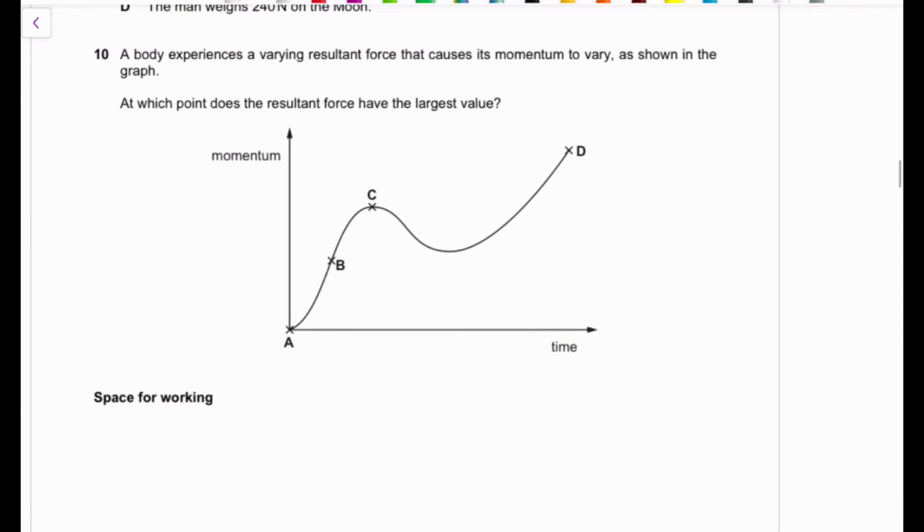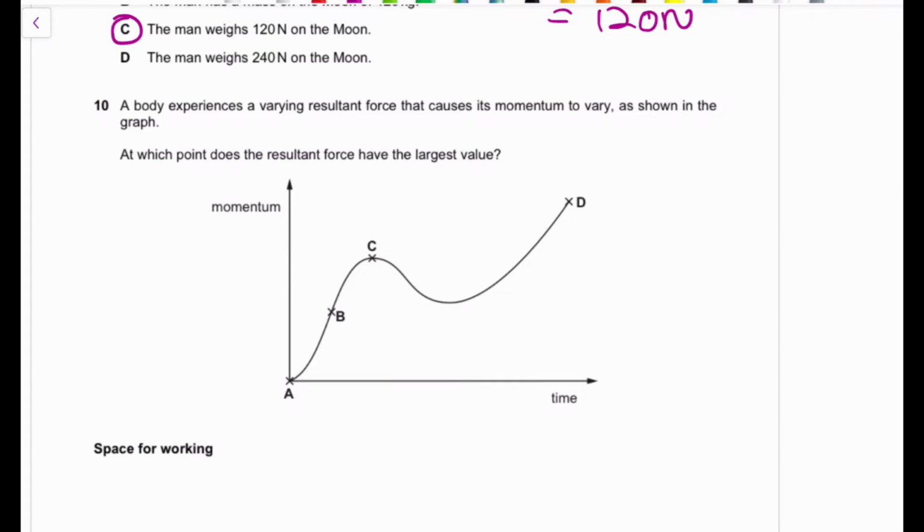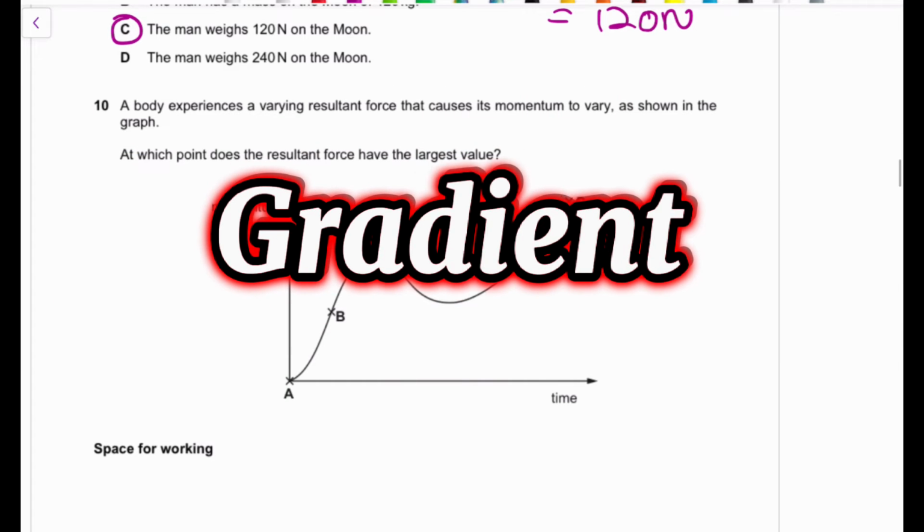Okay, move on to question number 10. We're given a body that experiences a varying resultant force, causing its momentum to vary. Wait, what is momentum? Well, momentum is the product of mass and velocity. A body moves at a certain velocity and you multiply with its mass and you get its momentum. Okay, so at what point is the resultant force having the largest value? So you need to understand what specifically is the gradient of a momentum time graph.